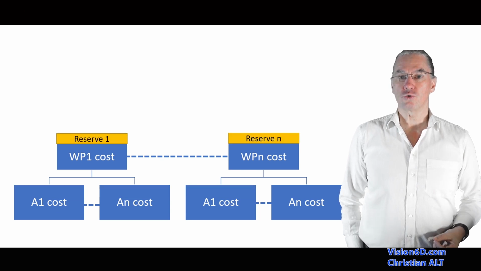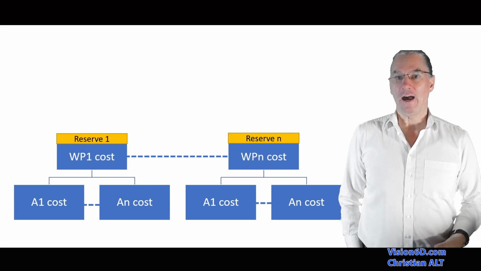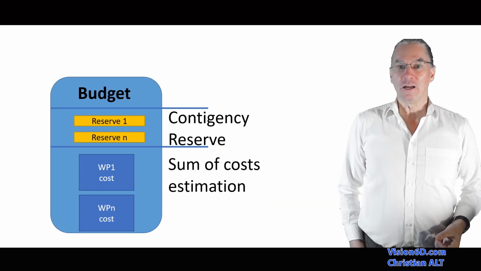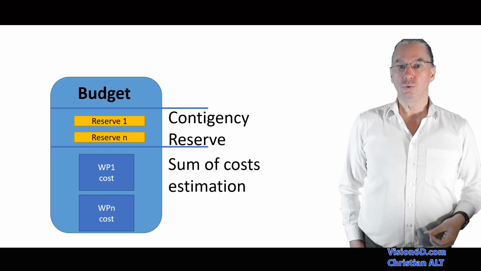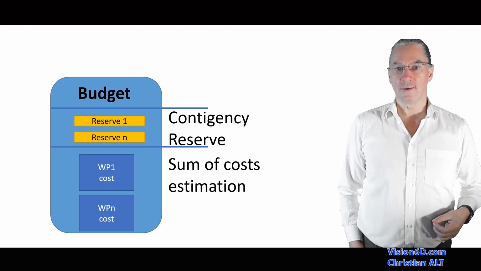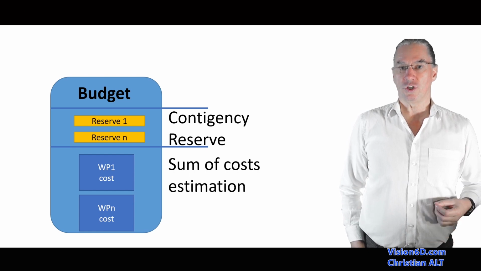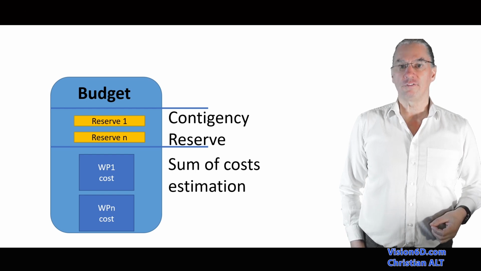Now, if for each work package I sum up all the reserves of all activities from 1 to n, I can have a reserve at the level of a work package. Now, we see that if I sum up all the work packages, I do the sum of the estimations. And then I have to sum up also all the reserves, and that sum of all the reserves is called the contingency reserve. And with that, this is part of the budget.